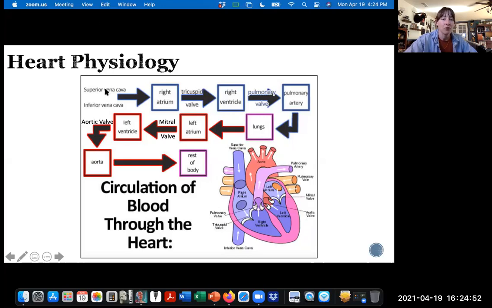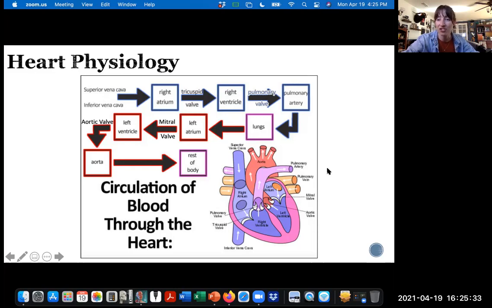I'll say again. So from the superior and inferior vena cava, right? Superior vena cava, inferior vena cava, the deoxygenated blood flows into the right atrium. The right atrium contracts. The blood is pushed through the tricuspid valve between the right atrium and the right ventricle. Then when the right ventricle contracts, the tricuspid valve is going to snap closed and prevent backflow into the atrium.